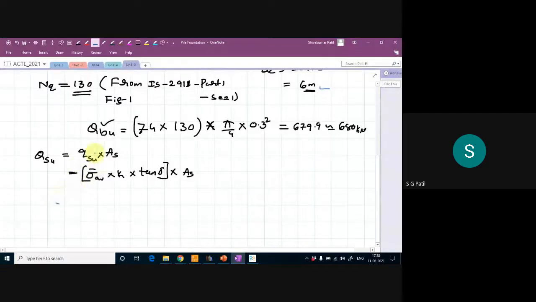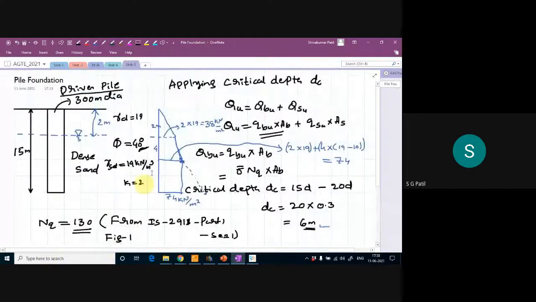So first I will calculate your shaft resistance for the first 2 meter, because for the first 2 meter the shaft resistance will be different. In this region, from here to here, and from here to here, the shaft resistance is different. So I will get 3 shaft resistances here. Why is the shaft resistance different here? Because here I should take the average effective overburden pressure.